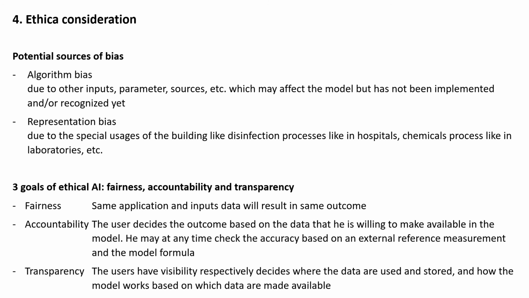Now to the three goals of ethics: fairness, accountability, and transparency. Concerning fairness, the same application and input data will result in the same outcome. Accountability: the user decides the outcome based on the data that he is willing to make available to the model. He may at any time check the accuracy based on an external reference measurement and the model formula. And last, transparency: the user has visibility of, and respectively decides, where the data are used and stored and how the model works based on which data are made available.